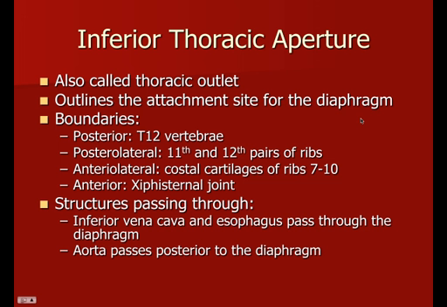The inferior thoracic aperture is also called the thoracic outlet. Right? Makes sense. Inlet at the top, outlet at the bottom. It outlines the attachment site for the diaphragm. Its boundaries are the T12 vertebra, posterolaterally the 11th and 12th pairs of ribs, anterolaterally the costal cartilages of ribs 7 through 10, and anteriorly the xiphisternal joint. Structures that pass through this are your inferior vena cava and your esophagus, which pass through the diaphragm, and the aorta passes posterior to the diaphragm.